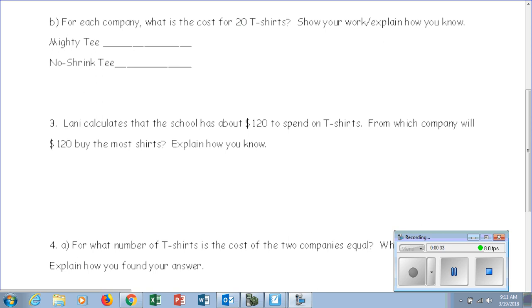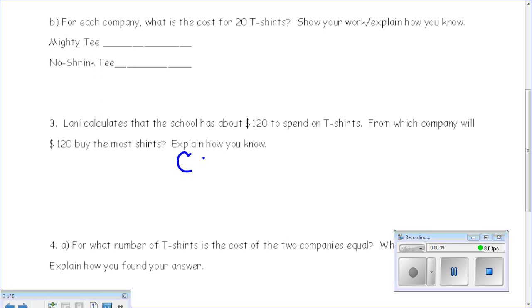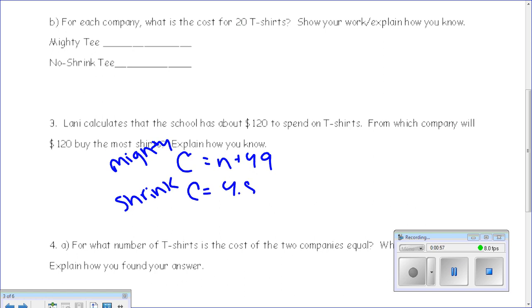Problem 2.3, right at the beginning, we said that Mighty T's equation is C equals, I'm going to rewrite these just so we have them in front of us. C equals N plus 49. That's Mighty T. And No Shrink, their equation that we created was C equals 4.5N. Now we have it in front of us, and now we can go on to answer this question.